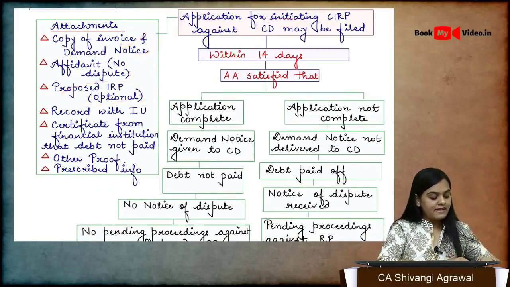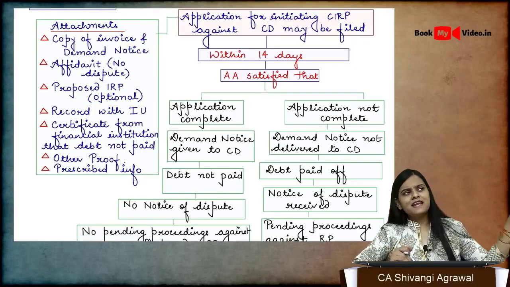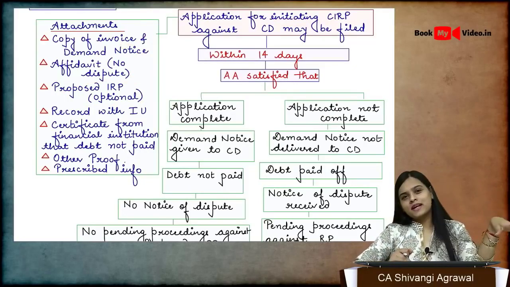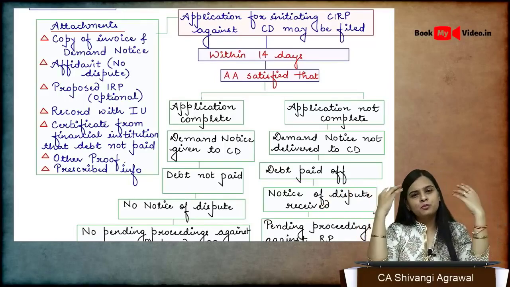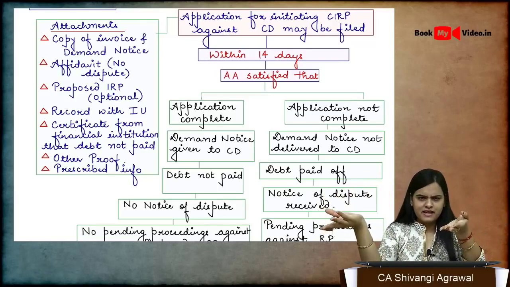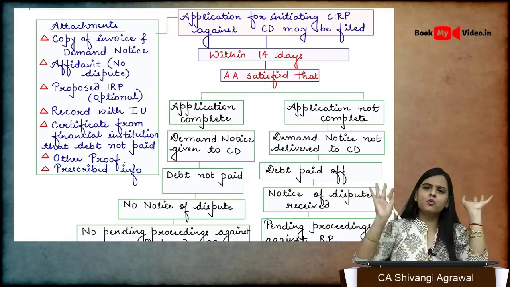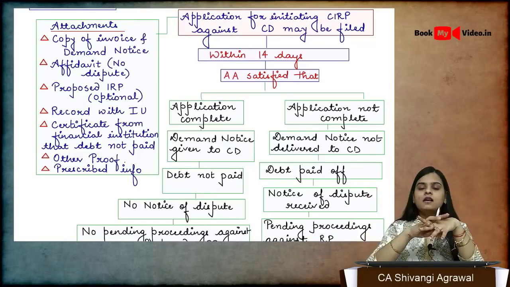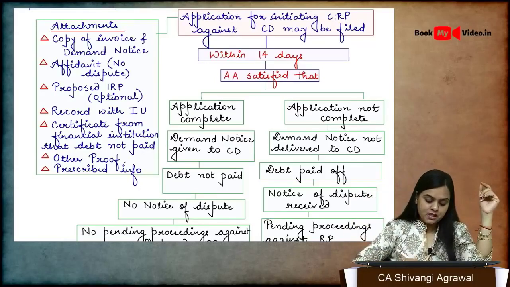Here it is not mandatory to propose the name of the IRP. The financial creditors know about the IRP, they are in touch with the IRP, but a vendor, we cannot expect him to propose some IRP or know the name of any IRP. So here it is optional. You may propose. If you don't propose, the IBBI board is going to appoint one for you.